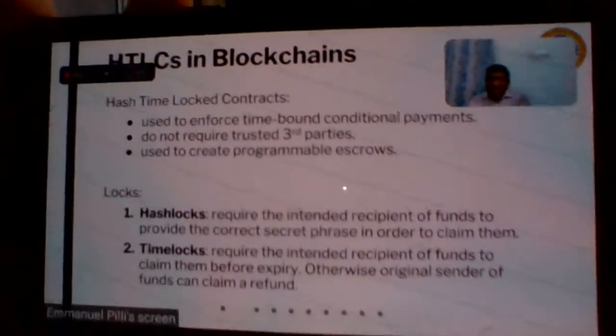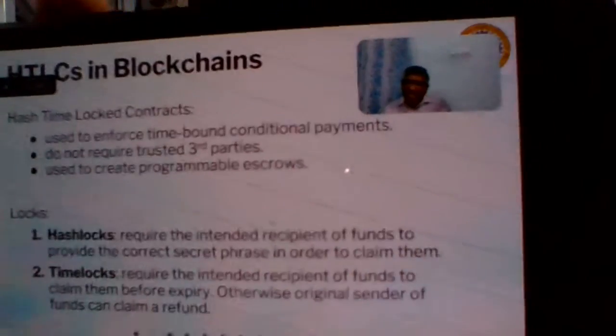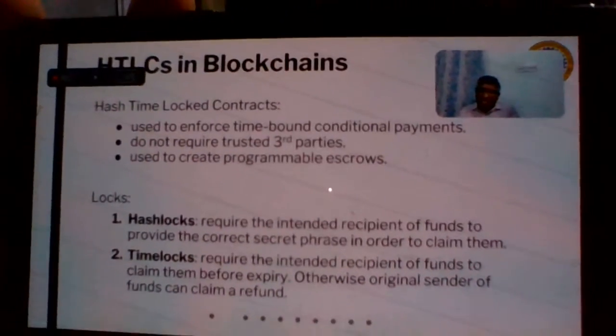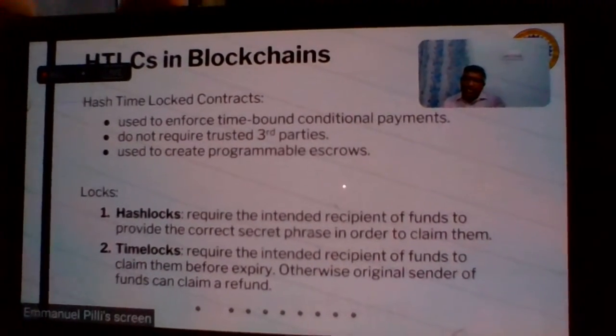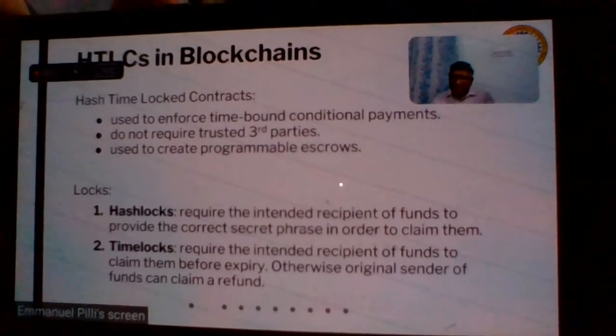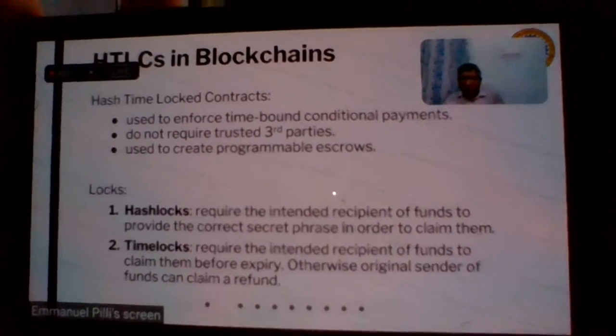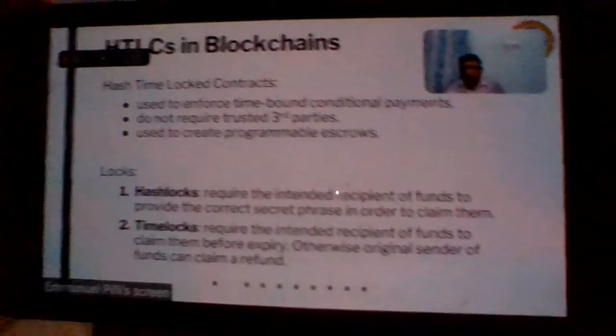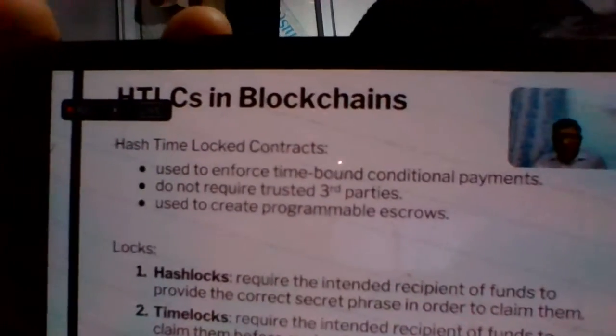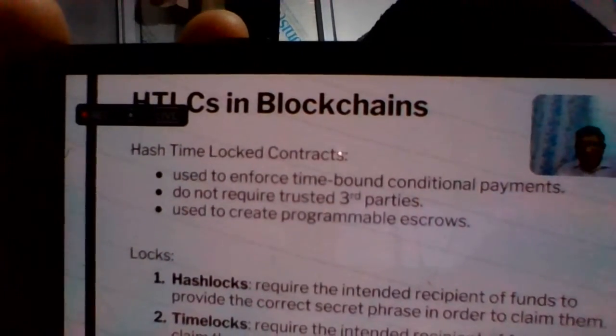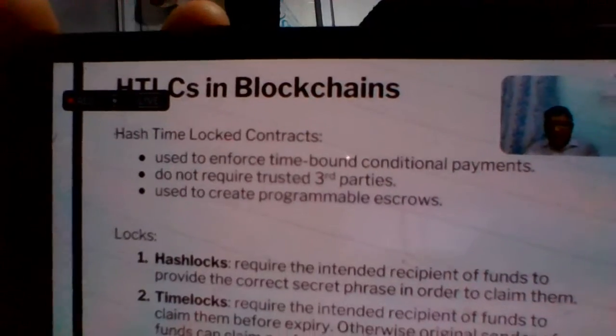So HTLC is another important thing. It's called hash time locked contracts, HTLC, used to enforce time-bound conditional payments, right? So they do not require trusted third parties. Used to create programmable escrows. Escrow is a kind of third party that is mentioned, I think.